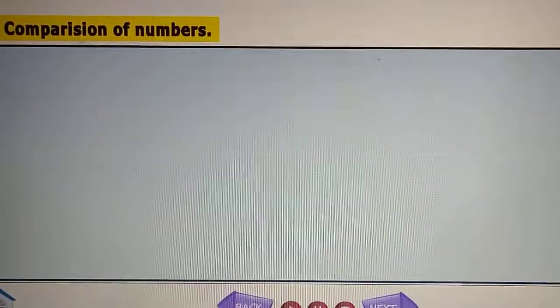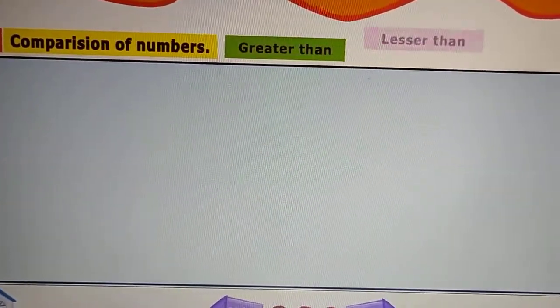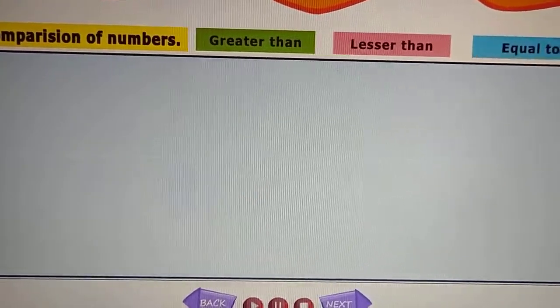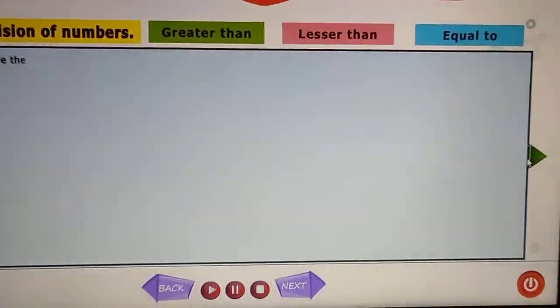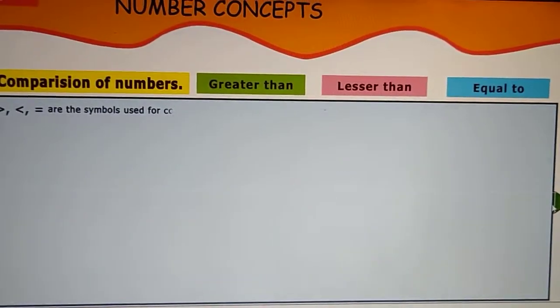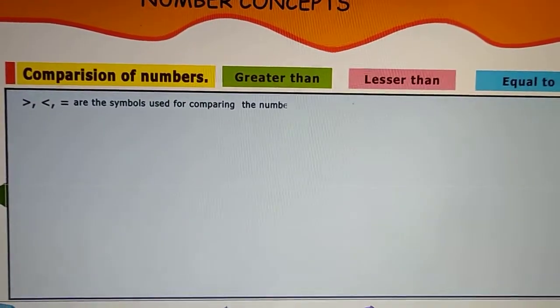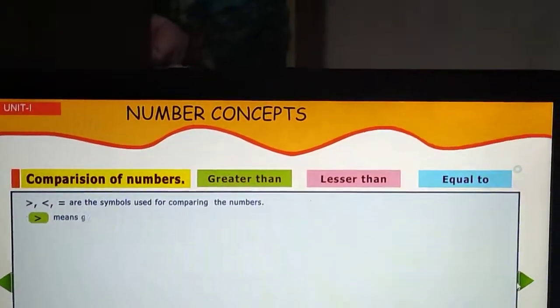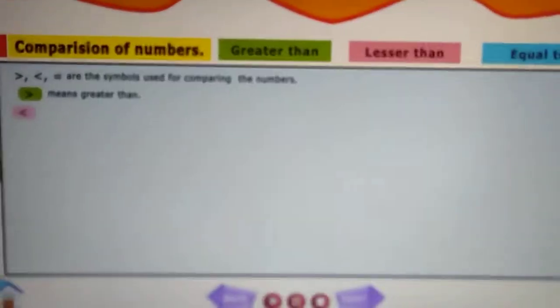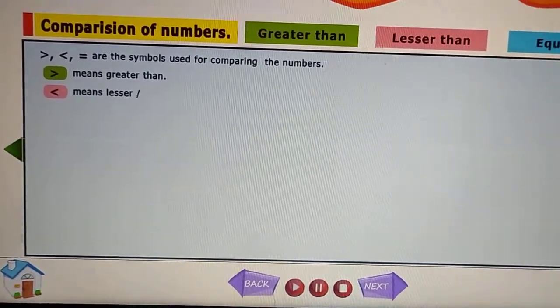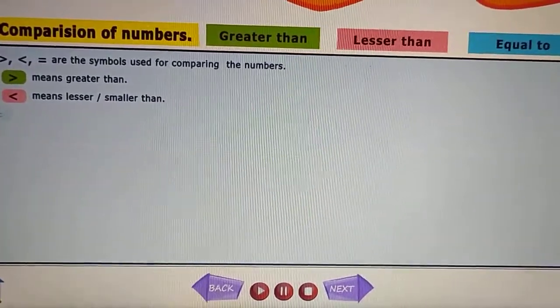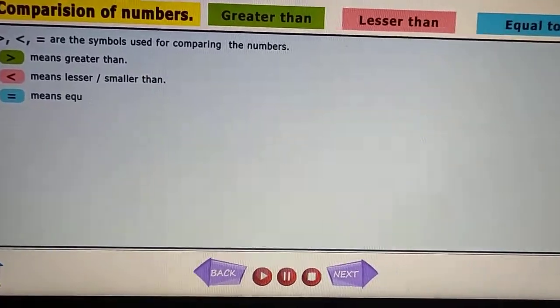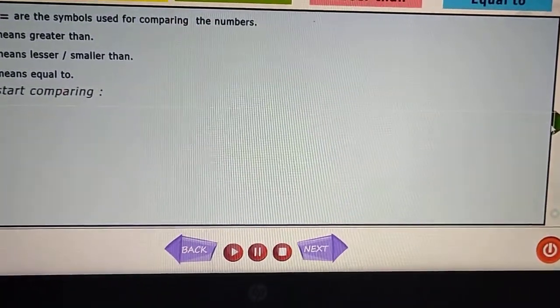Comparison of numbers. Greater than, lesser than, equal to are the symbols used for comparing the numbers. Greater than means greater than. Lesser than means lesser or smaller than. Equal to means equal to. Let's start comparing.